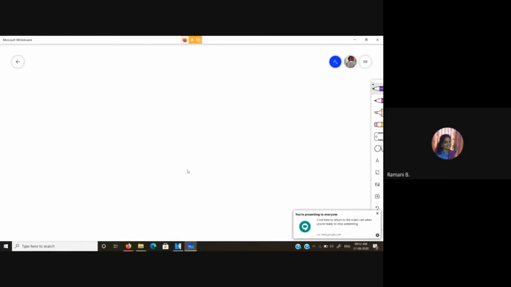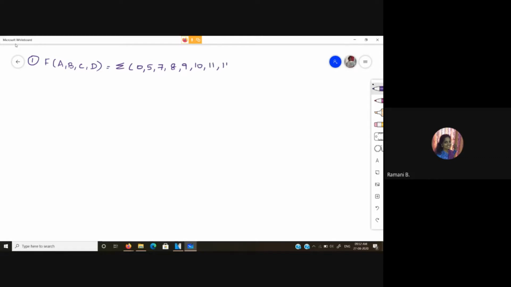So yesterday we were seeing the tabulation method and we saw two examples in it. So today we shall continue with it. The first example we shall consider today is f of a, b, c, d, which implies the function is a 4-variable function, and the minterms corresponding to it are 0, 5, 7, 8, 9, 10, 11, 14 and 15.